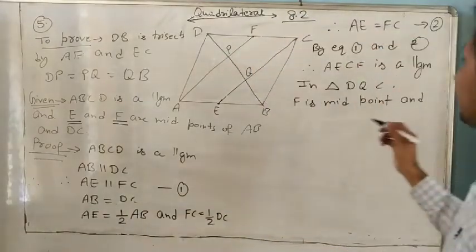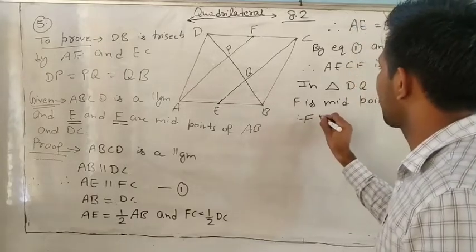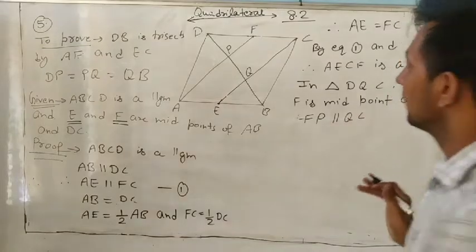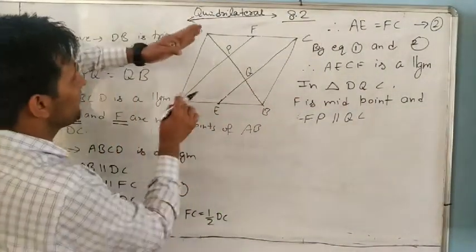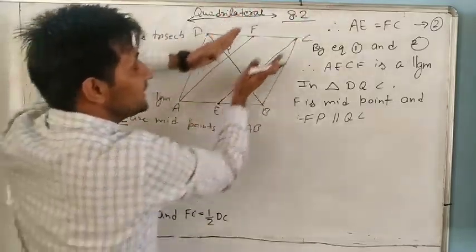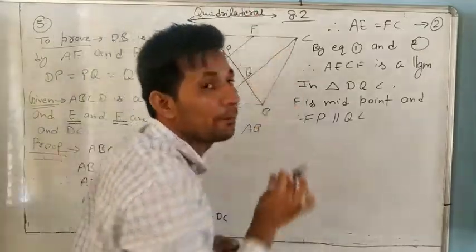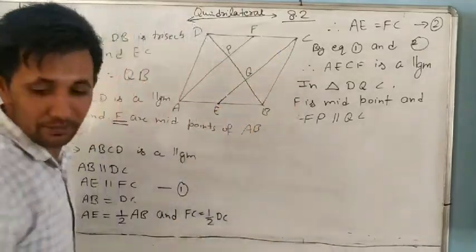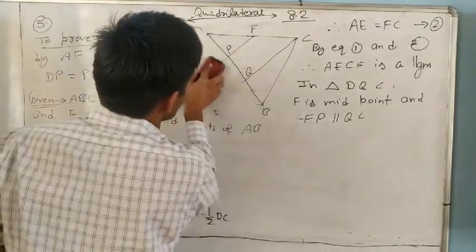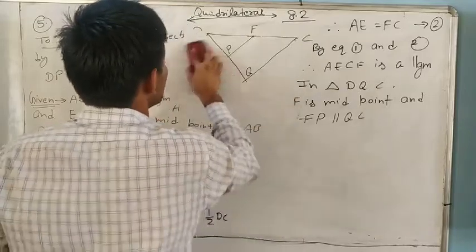Yes. D is the midpoint and FP is parallel to QC. Yes, because we already proved that AECF is a parallelogram. So these two lines are parallel to each other, and QC and FP are parts of parallel lines. So you can check it here very carefully.